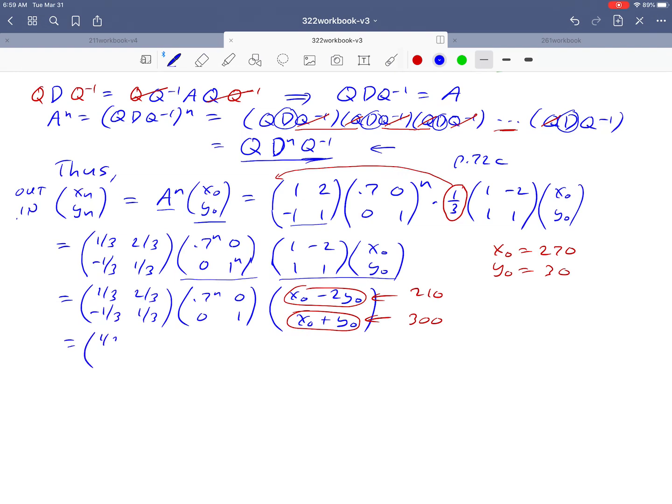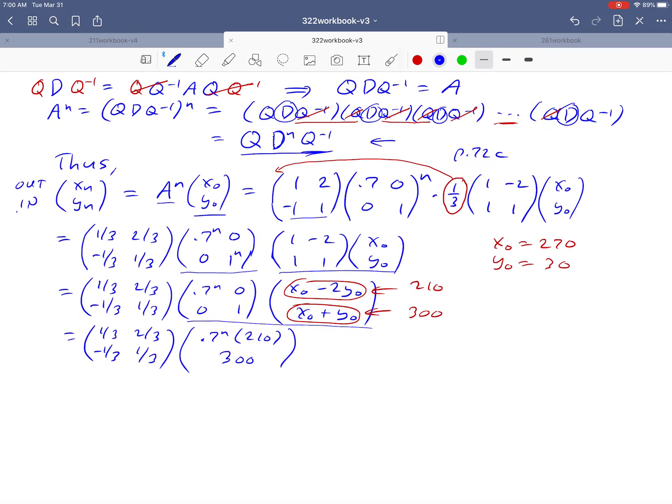Okay, so this is a lot of work, but we're getting closer here. Let's go ahead and multiply these two things together. Now that we've got numbers for those second pieces, this is going to look like 0.7 to the n times 210 and 1 times 300. Okay, almost there.